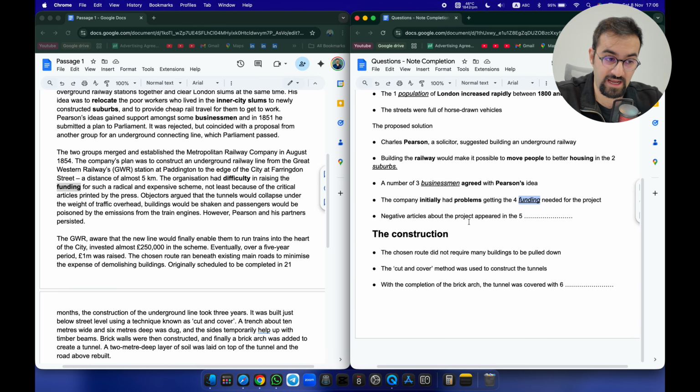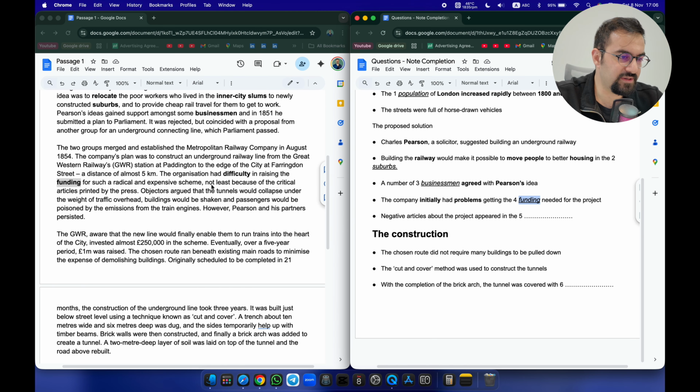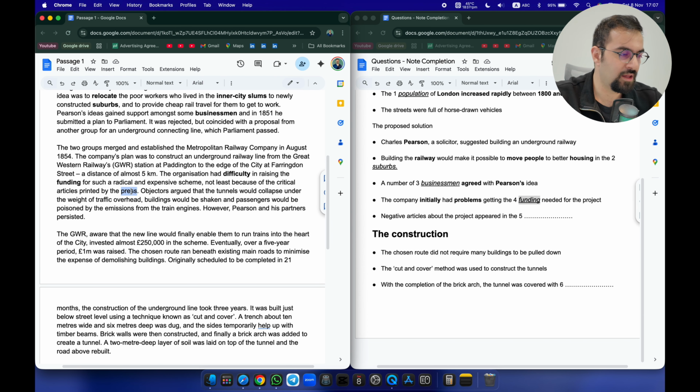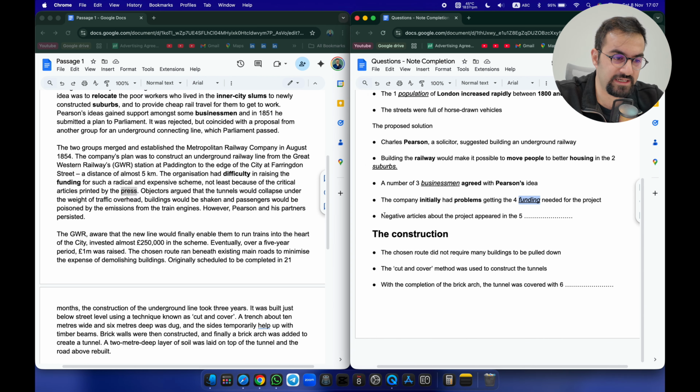Negative articles, now I am moving to question number 5. Negative articles about the project appeared in the... So, let's move on. Radical and expensive scheme, not least because of the critical articles printed by the press. Oh la la. You see, immediately after question number 4, I found the answer for question number 5, which is the press. Why? Because I am looking for negative articles.